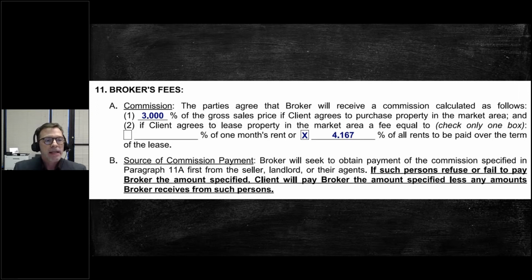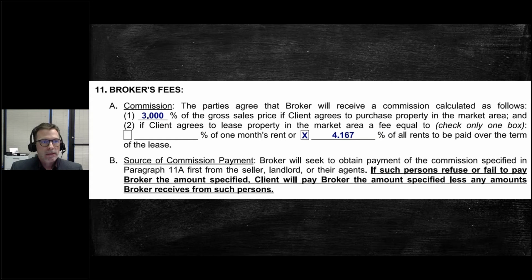But 11A here, the parties agree that broker will receive a commission that is calculated as follows. One thing to point out here, the document that you see on the screen was taken from the My Zip Forms template. So these are the numbers that I typically have filled in. They are not required, they are not standard. Always remember that there is no standard or required real estate commission, and to say that is an antitrust violation. These numbers are always negotiable. These are the numbers that appear in my personal template.